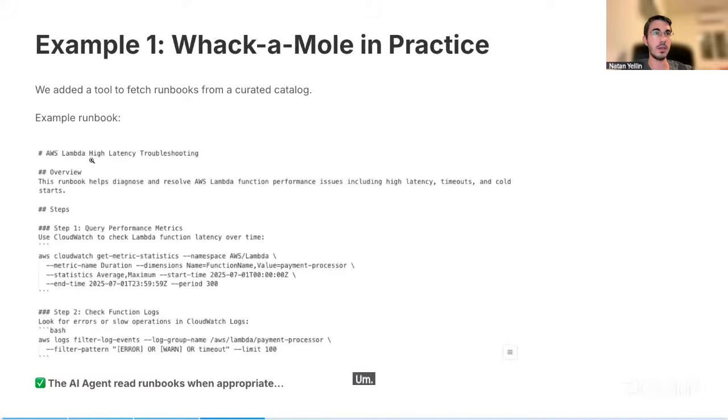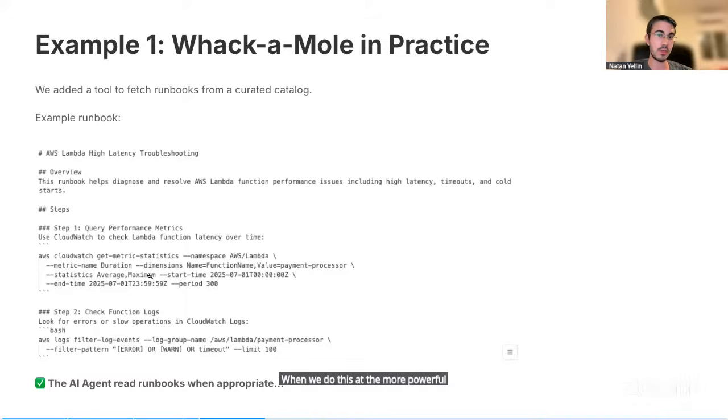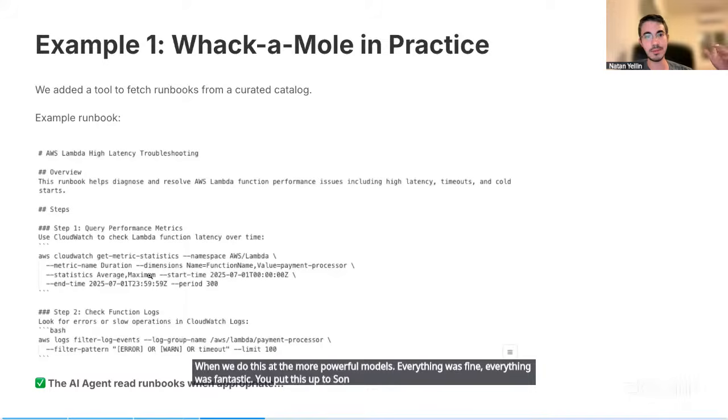So okay, here's an example in troubleshooting high latency on AWS. And here are the steps to reduce, with some example commands. Pay attention here. We're giving a specific command, to get these specific metrics and stuff. And then afterwards, you have some examples of how to interpret the results. And we saw two really interesting things. One, when we do this with the more powerful models, everything was fine. Everything was fantastic. You put this up to Sonnet, it just worked.